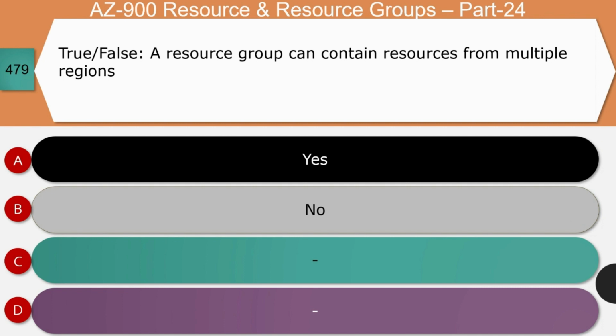Next question, true or false? A resource group can contain resources from multiple regions. Is it yes or no? The right answer for this question is option A, yes. Let's see the reason. Resources from multiple different regions can be placed in the resource group. The resource group only contains metadata about the resources that it contains. And so the right answer for this question is option A.